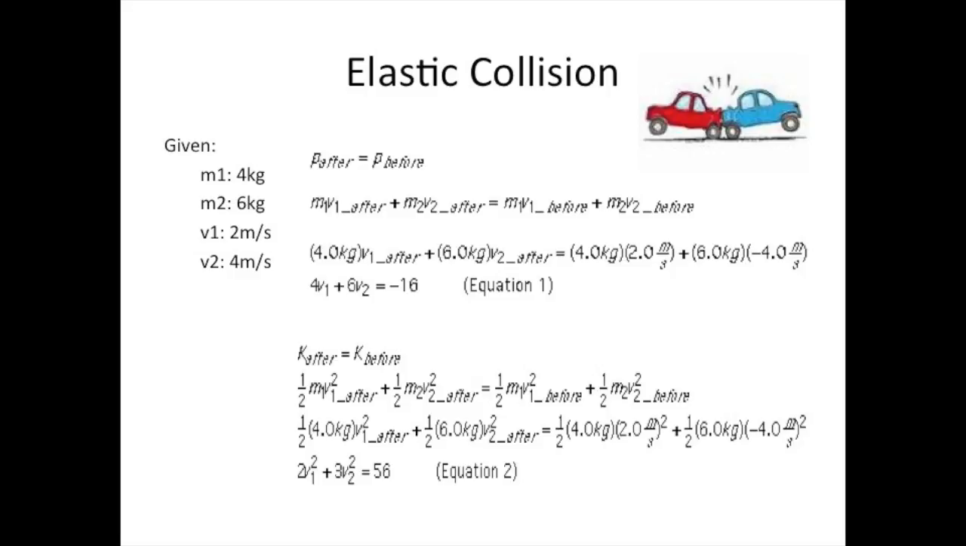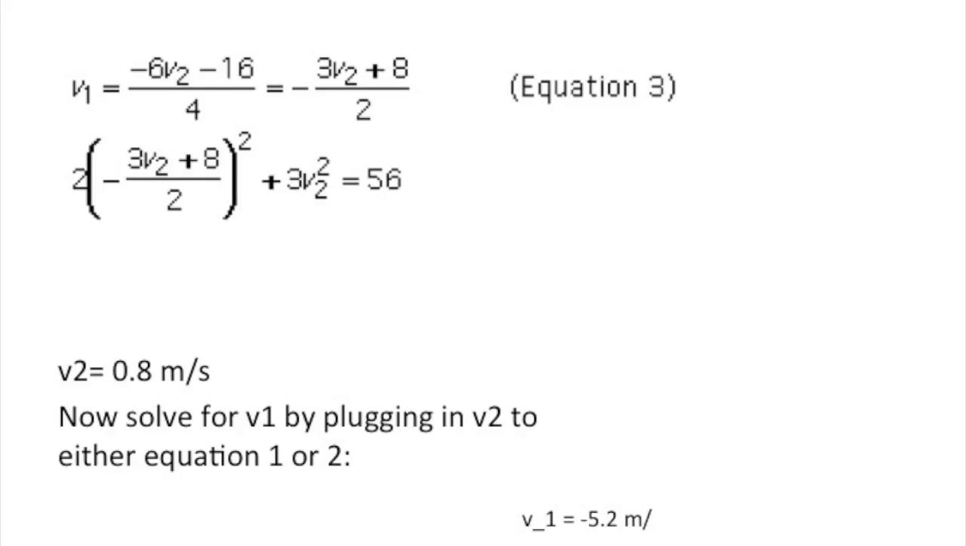In order to solve this, we must derive another equation. The conservation of energy says K final is equal to K initial. We know that K is equal to 1/2 mv squared. So we can derive a new equation that fits our givens and solves our problem. We can use the conservation of momentum equation, solve for one of the unknown variables, and plug it into our second equation.